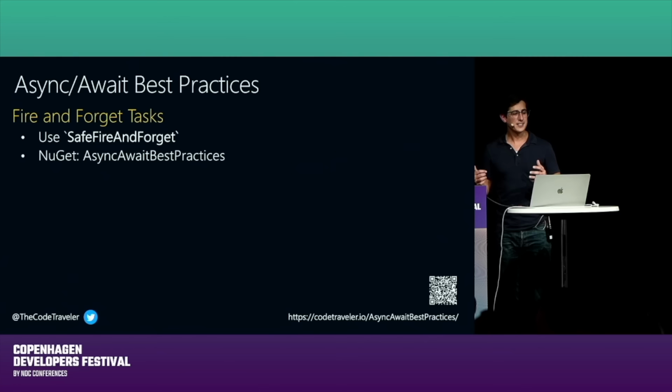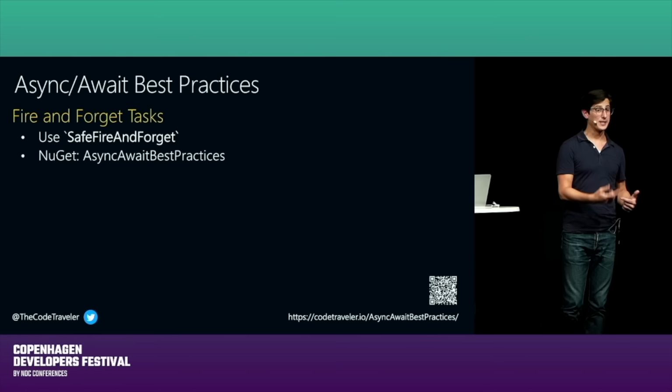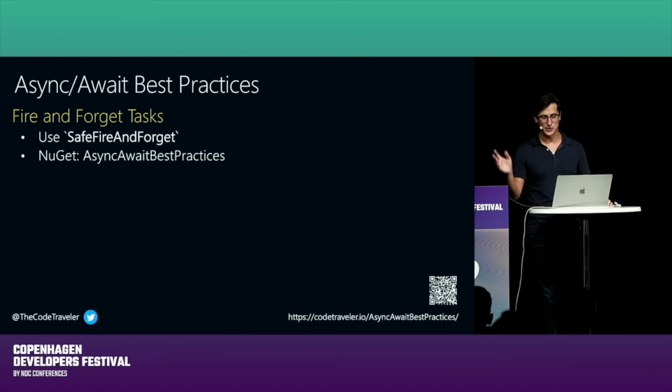Fire and forget tasks. So if you want to run a task on a background thread, that's totally cool. I do it all the time myself. Feel free to grab my NuGet package, async await best practices, and then you can use that .fireandforget extension method. Or if your company doesn't like you adding NuGet packages, you can just copy-paste the code. That's totally cool, too.